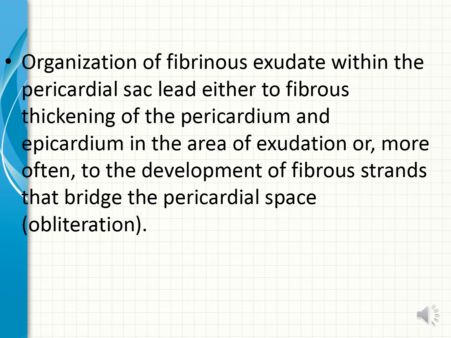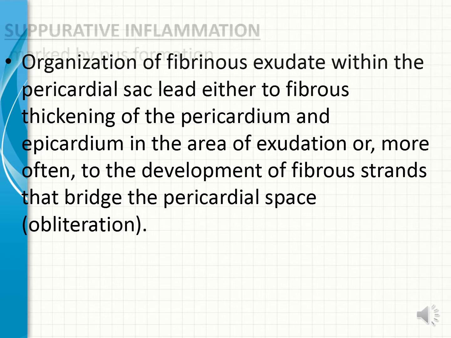The fate of such inflammation, one of the fates is organization. Organization of fibrinous exudate within the pericardial sac leads either to fibrous thickening of the pericardium and epicardium in the area of inflammation, or more often to the development of fibrous strands that bridge the pericardial space, and we call such process obliteration.